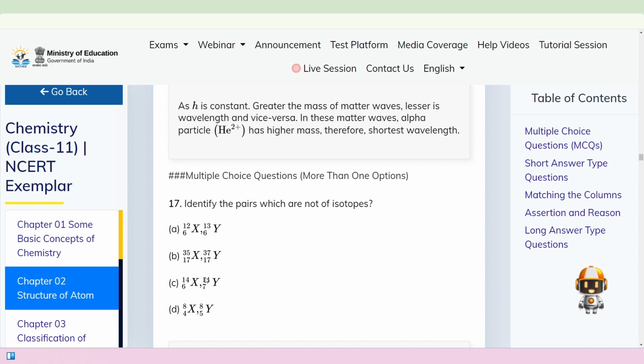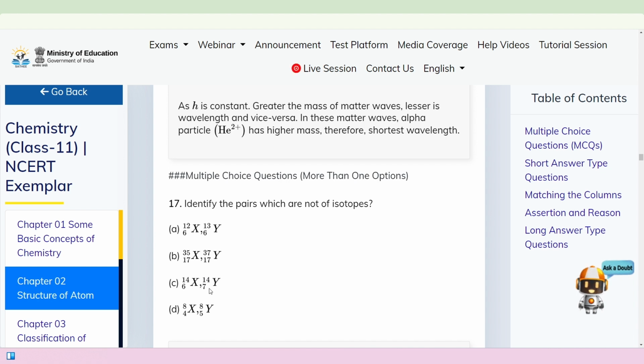These are not isotopes, because one has an atomic number of 6 and another has an atomic number of 7. So the atomic number is varying, therefore they are not isotopes. And it is a multiple select question, so more than one option can be correct. So you should consider the fourth option also. In the fourth option, the atomic number of one is 4 and another is 5. So these are isobars and not isotopes.